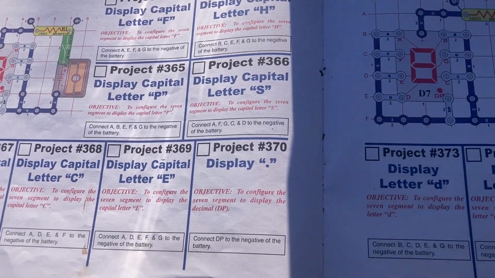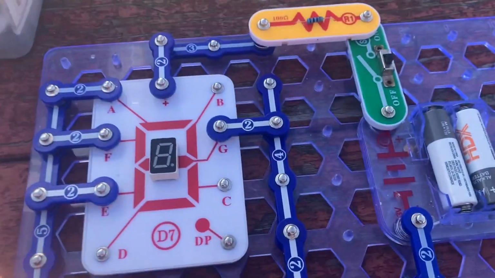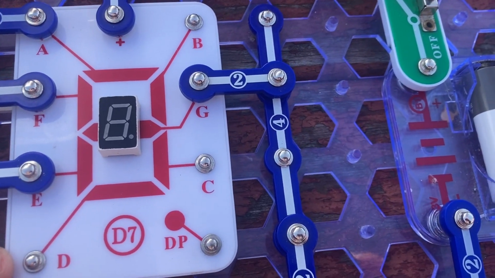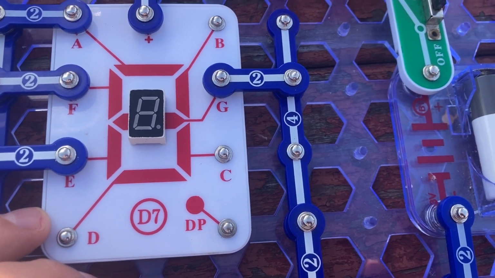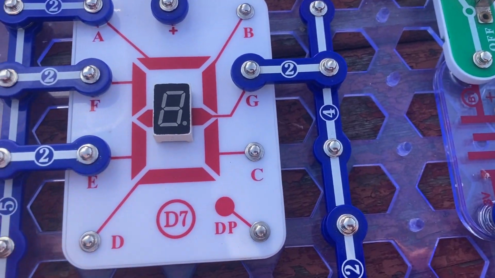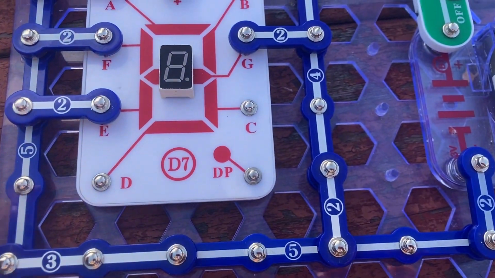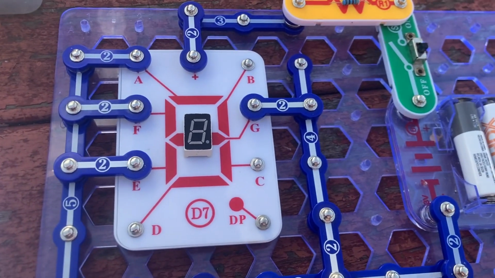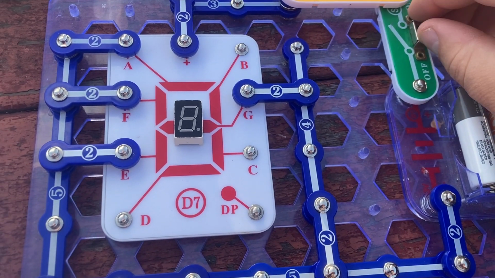The following 14 projects will teach how the 7-segment display can show different letters of the alphabet, depending on where the double snap wires are connected. The first letter you are going to see is a capital F.